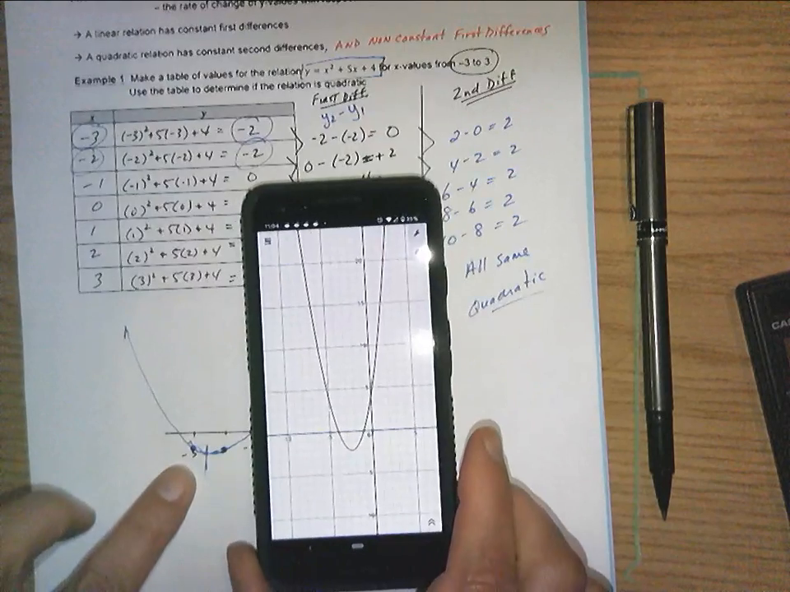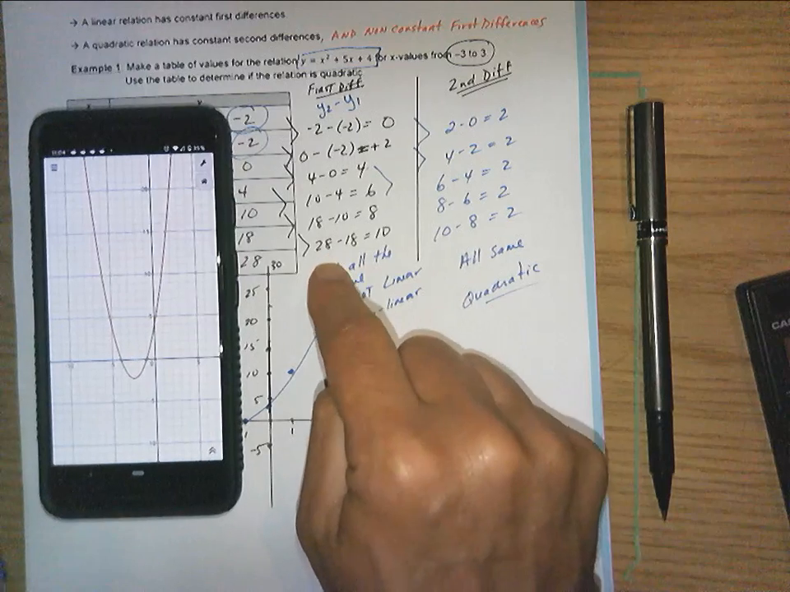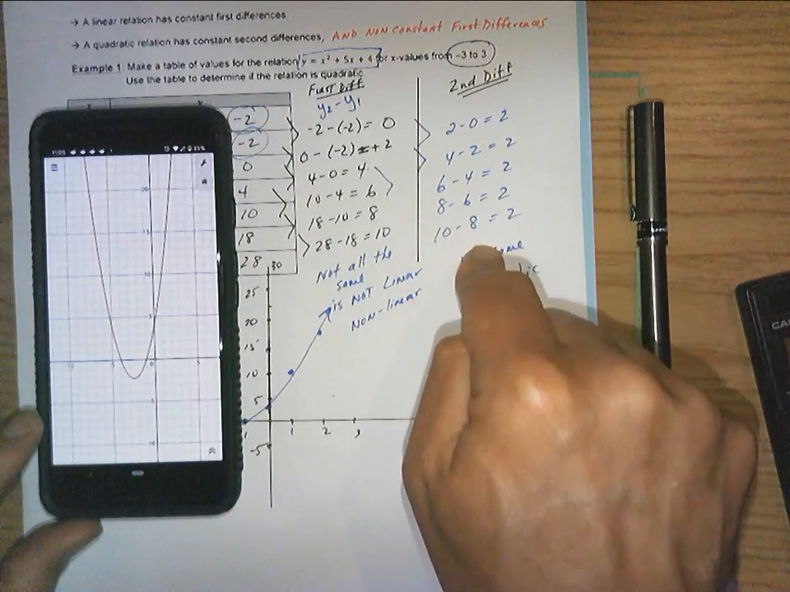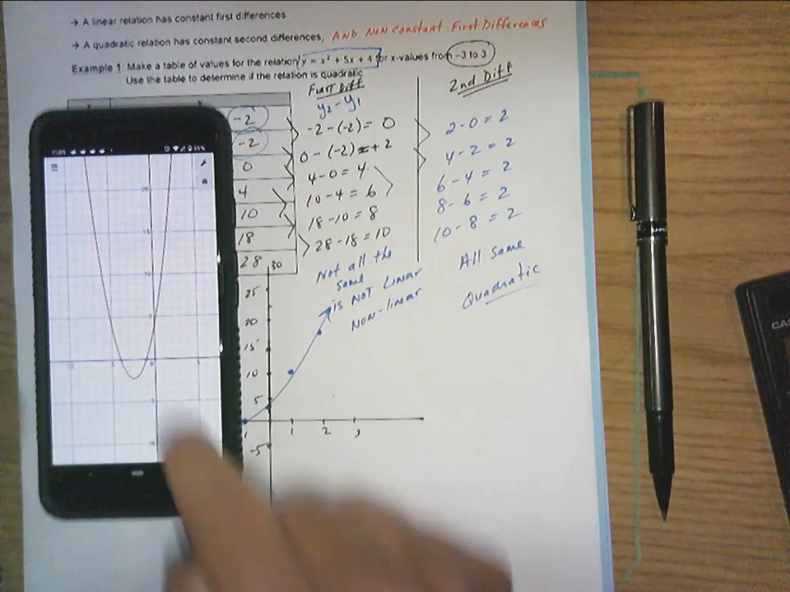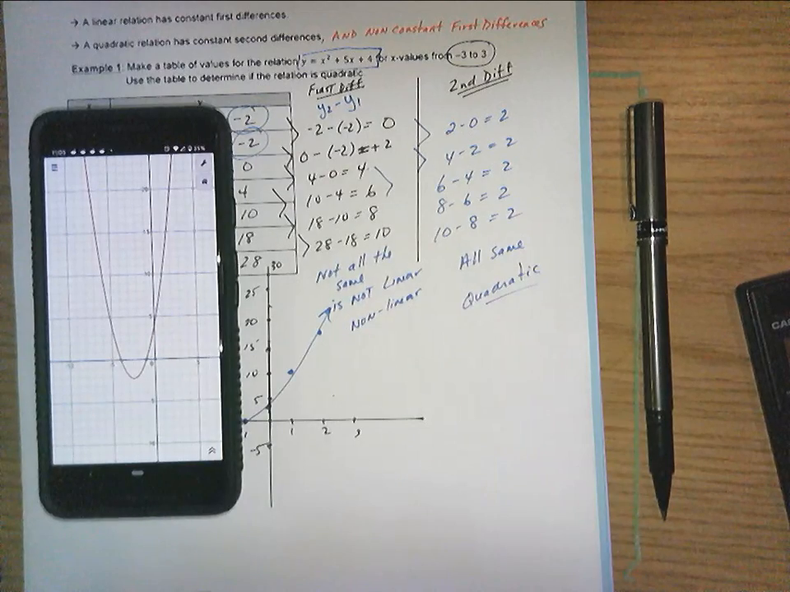Looks somewhat similar to what I have, and most importantly, we see that the first finite differences are not the same, therefore it's not linear, but the second finite differences are all the same, which gives us the parabola, which makes the equation quadratic. All right, let's see what the next examples are.